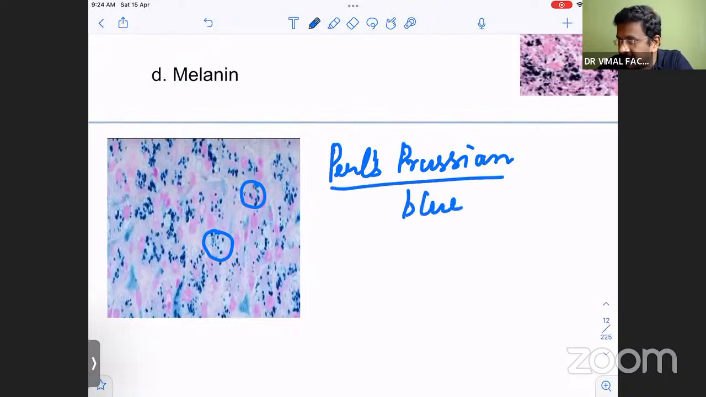Pearl's Prussian blue is used in many places, even in hemochromatosis and in MDS, myelodysplastic syndrome, to highlight the ring sideroblasts. It is also used in iron deficiency anemia to demonstrate whether the iron stores are there or not. So in those cases also you will be doing Pearl's Prussian blue, one of the commonest stains for hemosiderin.